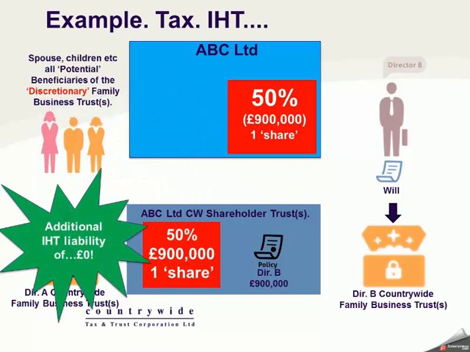And as those policy proceeds now are in the family business trust of the deceased, clearly he would have chosen his spouse, his children and anybody else to be the potential beneficiaries of those discretionary family business trusts. So none of that £900,000 worth of proceeds will be in any of their estates to impact on their personal inheritance tax liabilities. Once more we look at Director B, who sold the business.